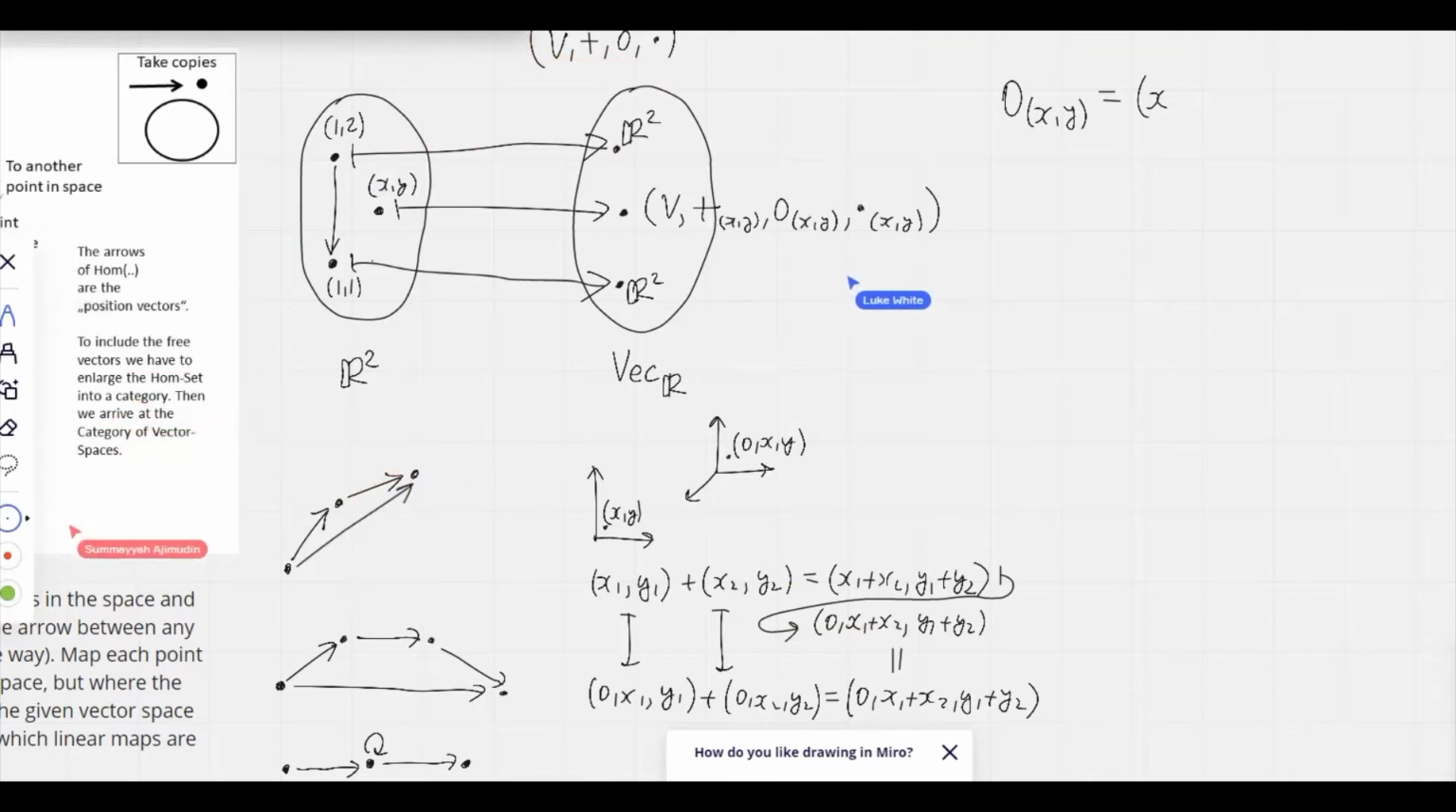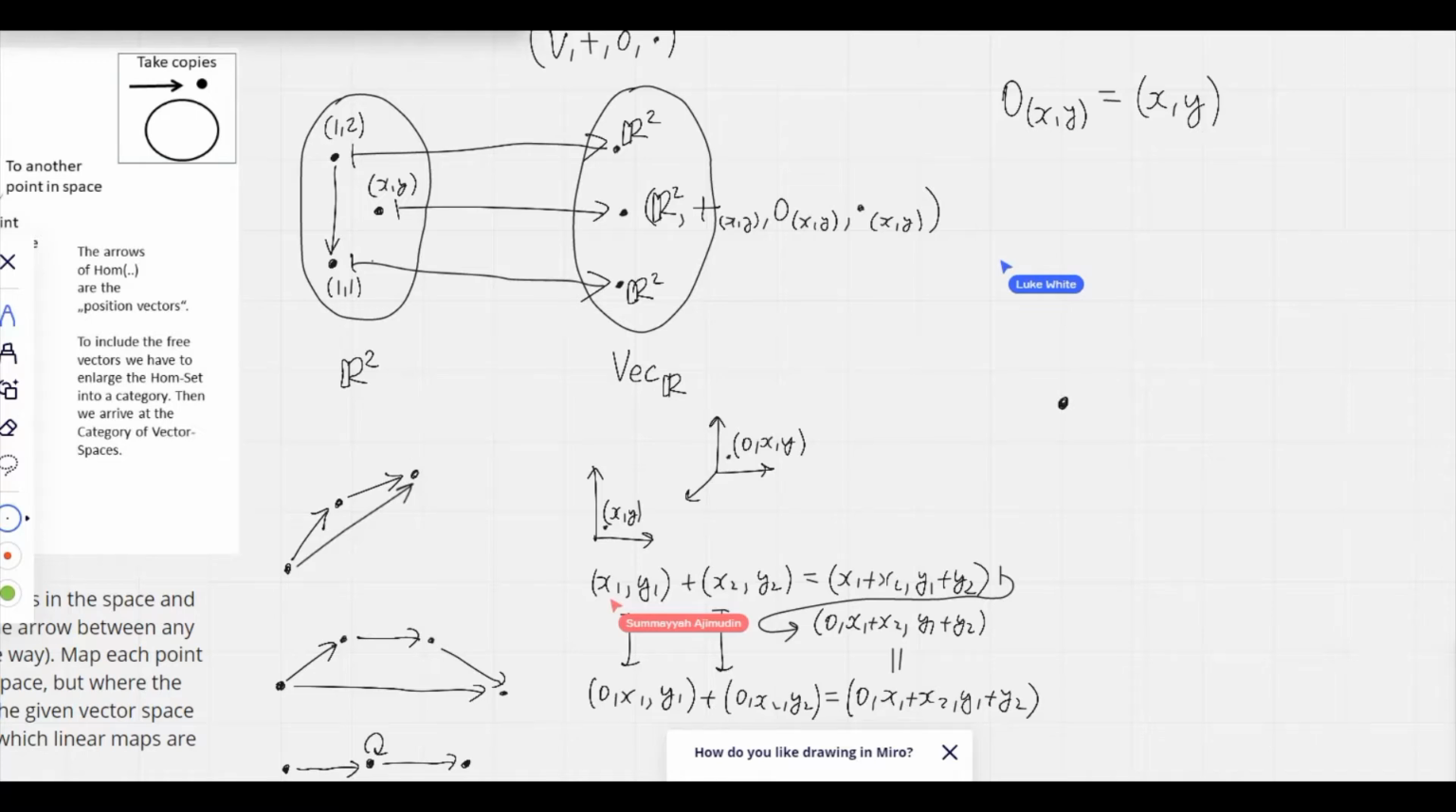So we actually want here, instead of v, we want R squared, the genuine R squared. But we're not going to think of R squared in the usual way. We're going to change its 0 vector. We're going to change its addition. We're going to change its scalar multiplication. So the new 0 vector of R squared would be declared to be the point xy we started with.